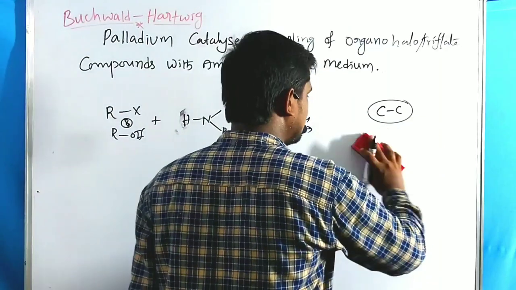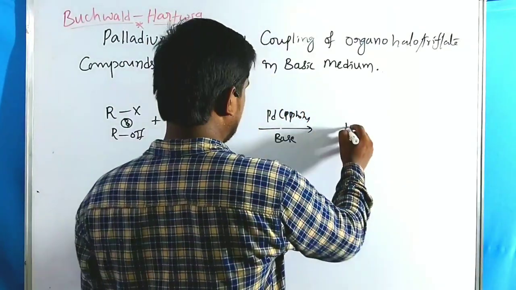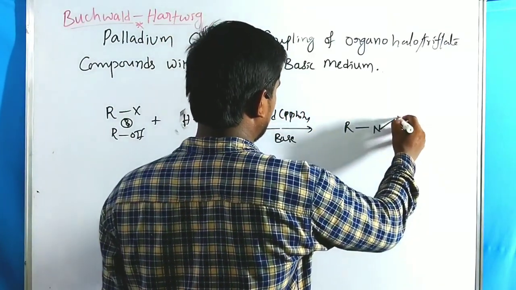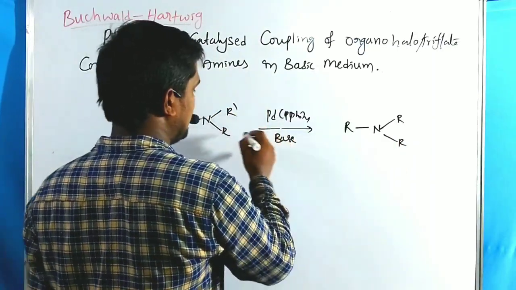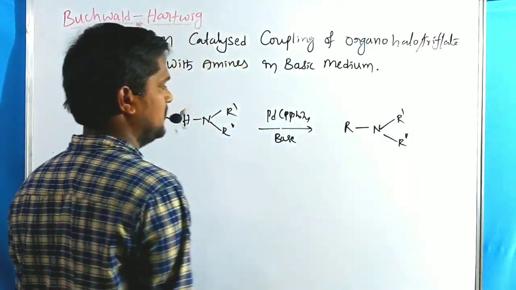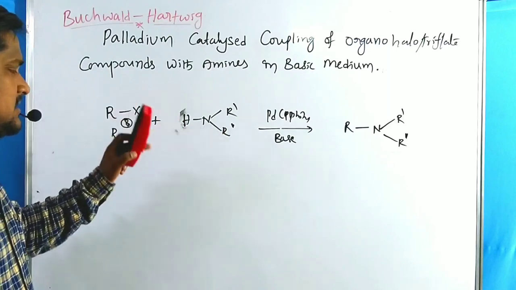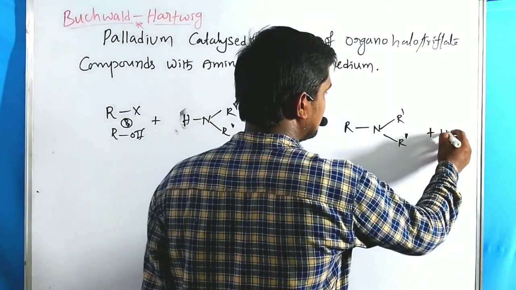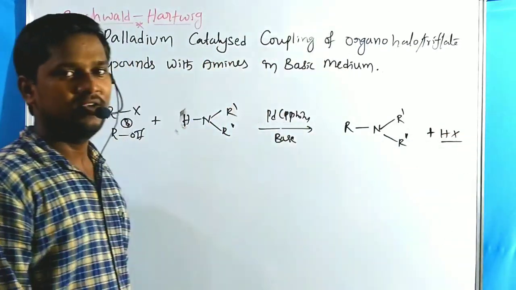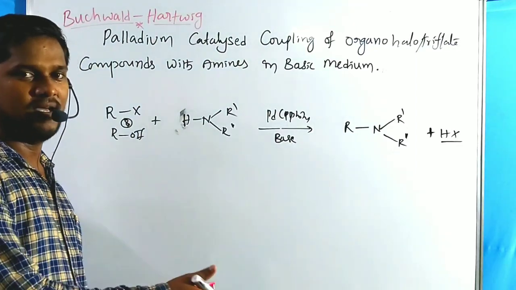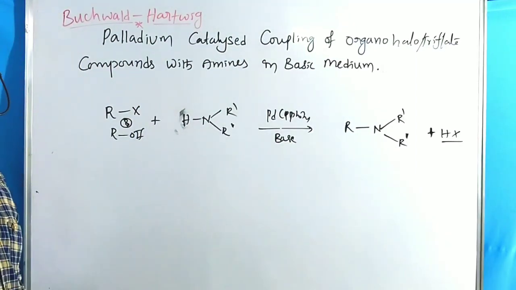Now here it creates R-N with R' and R'', with the elimination of HX. So here HX is eliminated. So it follows our old methods, that is the Tolman cyclization pathway.